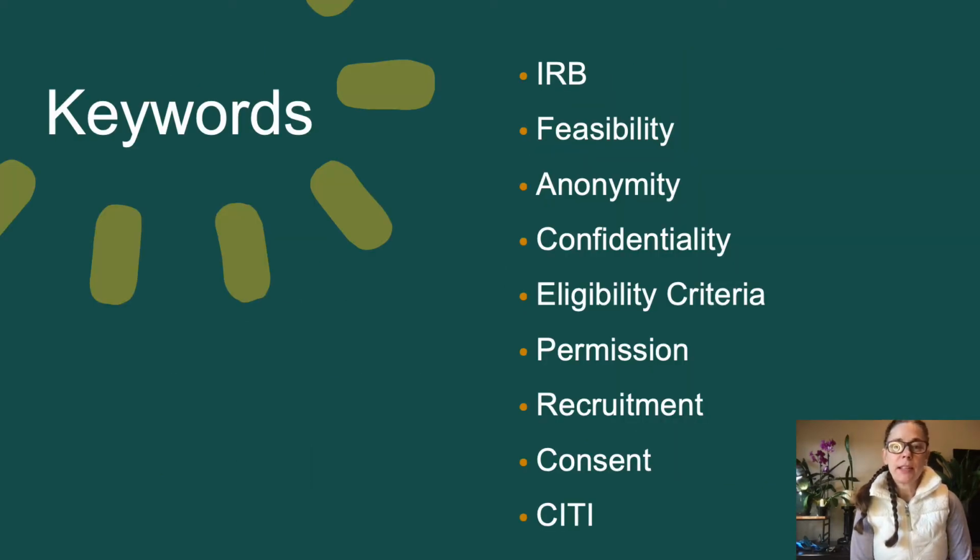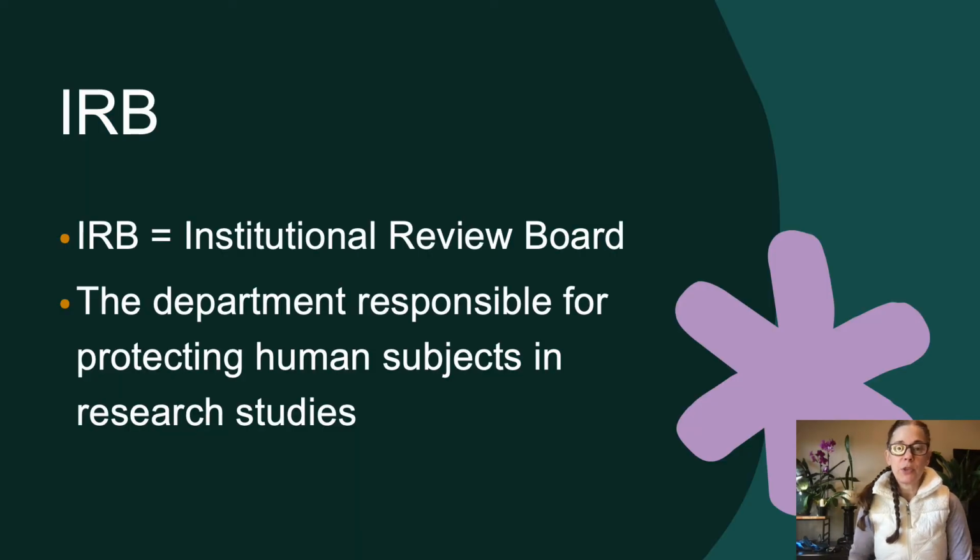Keywords that we're going to discuss today are IRB, feasibility, anonymity, confidentiality, eligibility criteria, permission, recruitment, consent, and CITI. These are the most common terms that you're going to use when working with human subjects and submitting your IRB application for Heritage. So let's talk about these words individually.